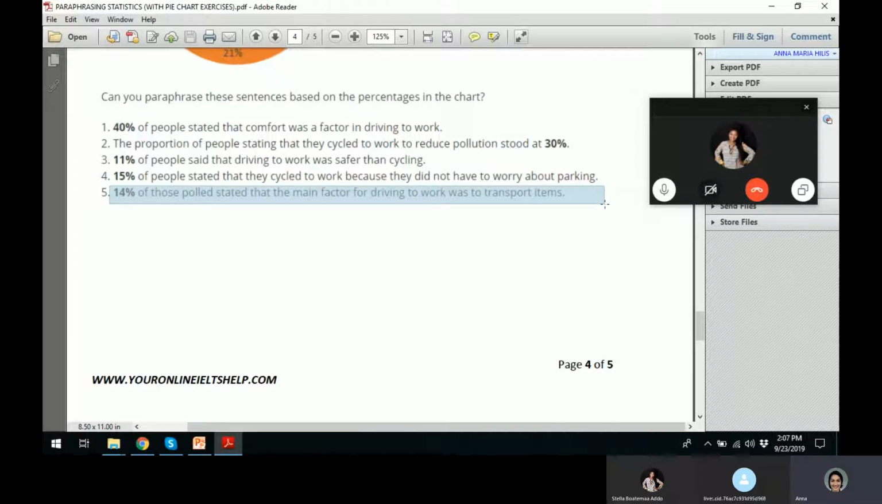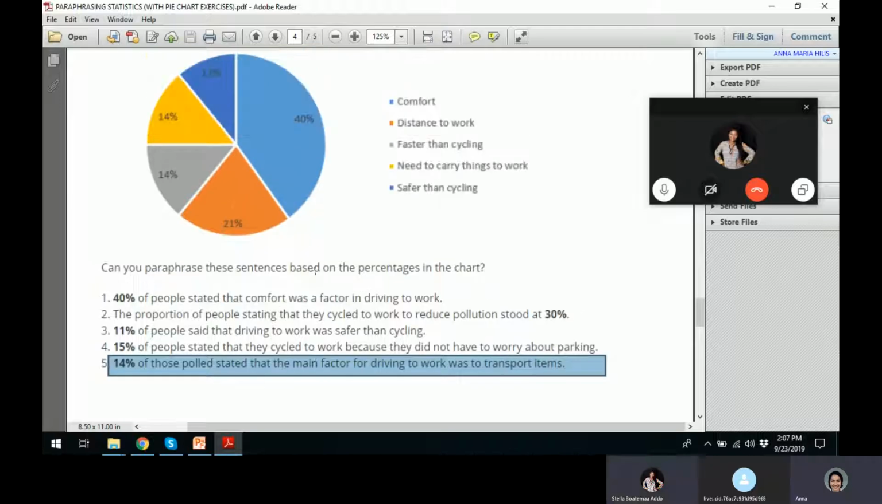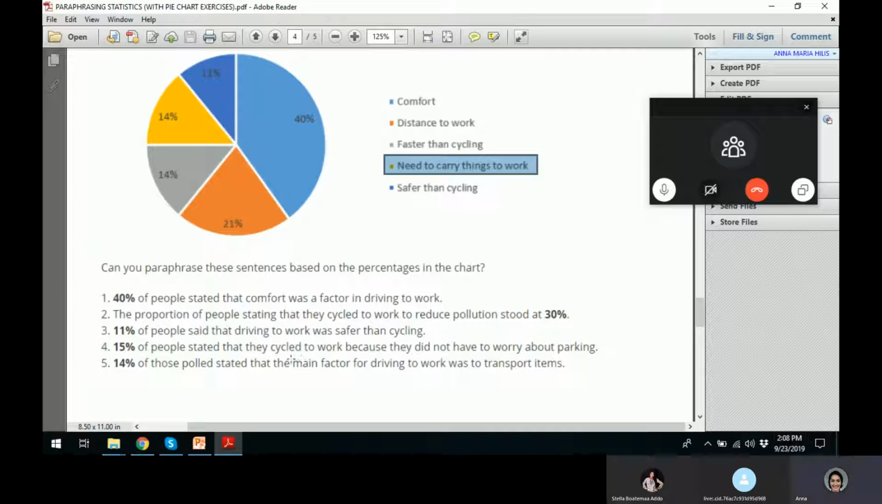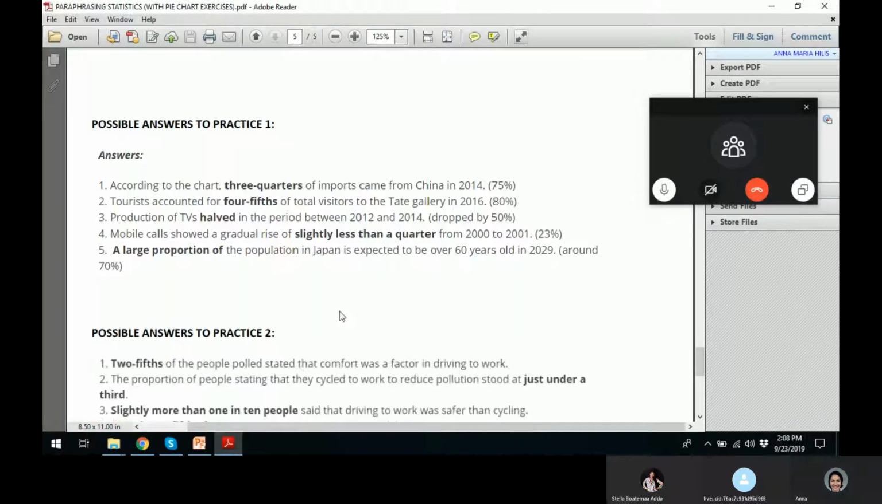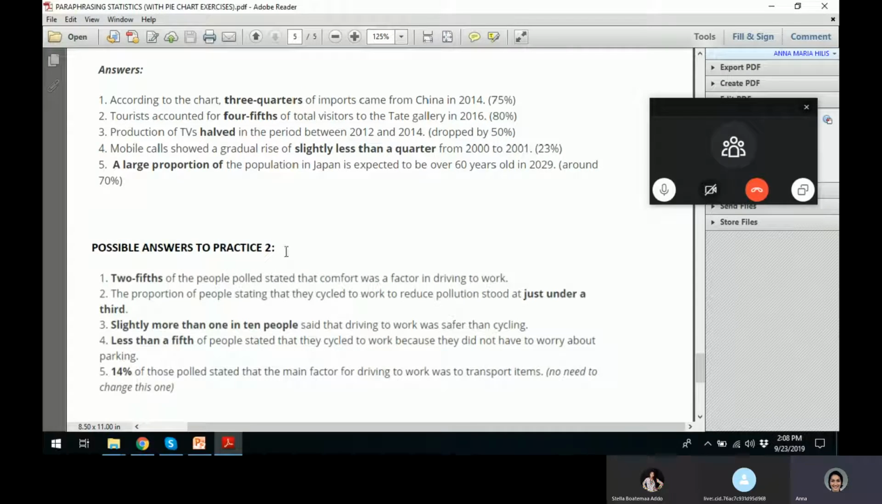Okay, how about number five? Just over a tenth of those polled stated that the main factor for driving to work was to transport items. Where is that? Need to carry things to work, right? And take a look at the use of main factor. Those polled stated that the main factor, right? So if there are several, you can say main factors. And these are suggested answers.